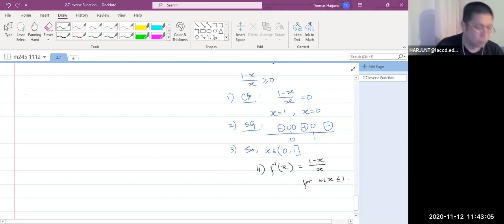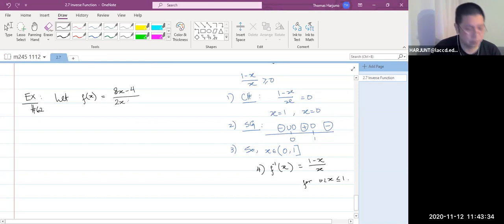Okay. One more example. Let's say number 62. Let f(x) equal (8x minus 4) over (2x plus 6). I want you to find the inverse function. And later on, we will have a follow-up question. Let me ask you to do this first.